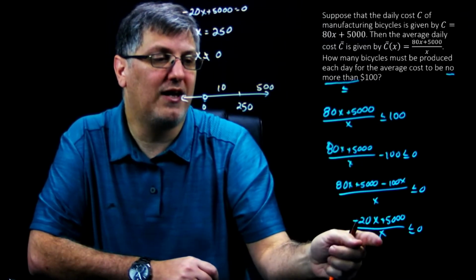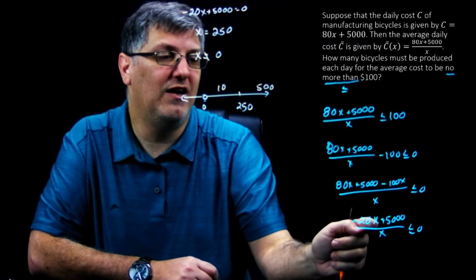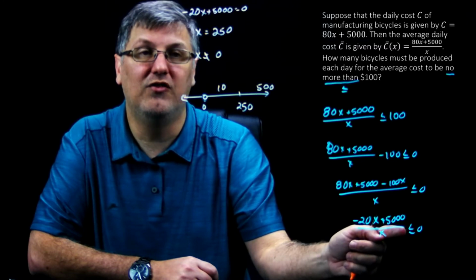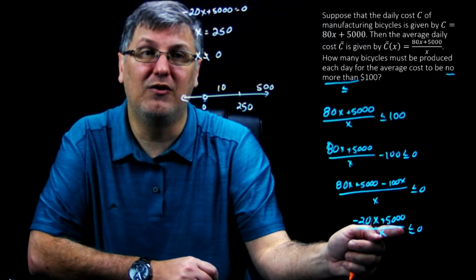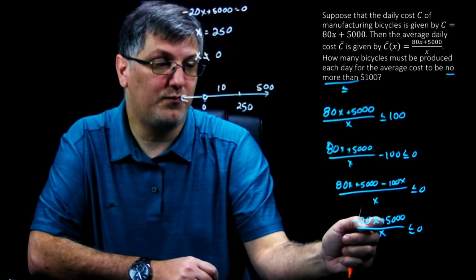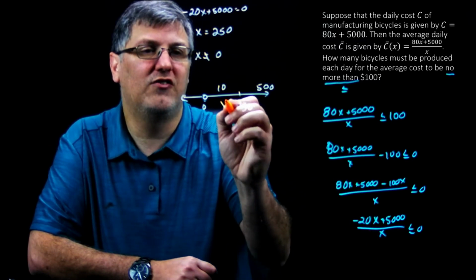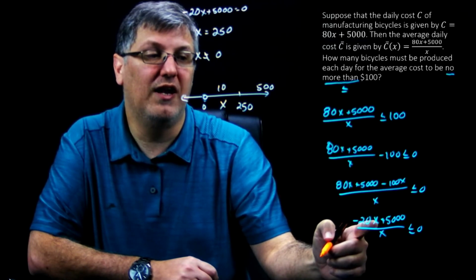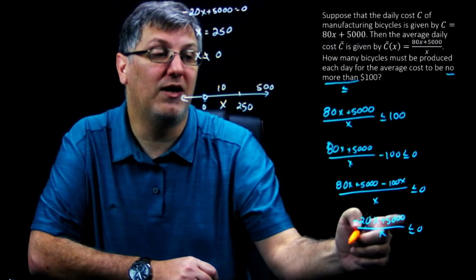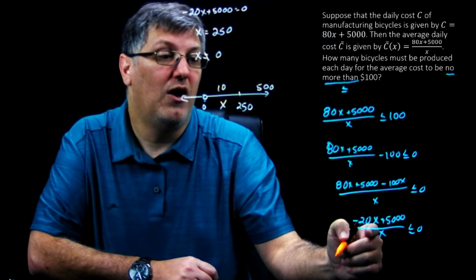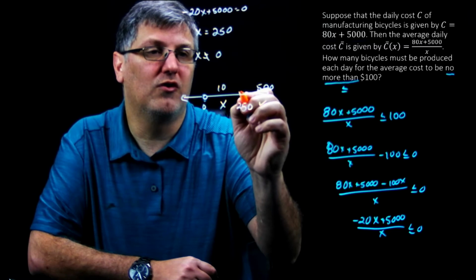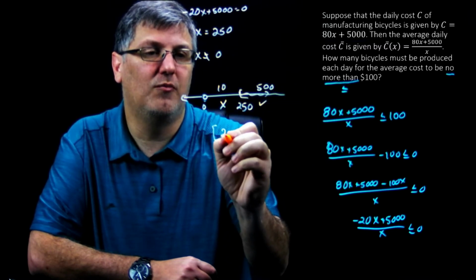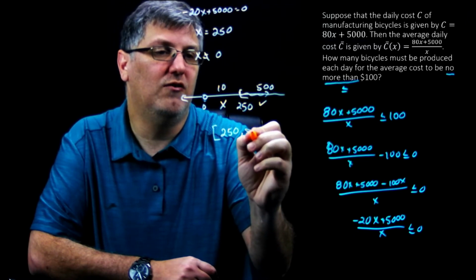So when I plug them back into here, if I plug 10 in here, I get negative 200 plus 5,000 over x, and that has to be less than or equal to 0. Well, that's actually greater than or equal to 0 because I'm going to get a positive number. So this is not going to work. But if I put 500 in here, 500 times negative 20 is bigger than 5,000. So I'm going to get a negative number, so this is going to work. So my solution is going to be here. My solution set is going to be from 250 to infinity.